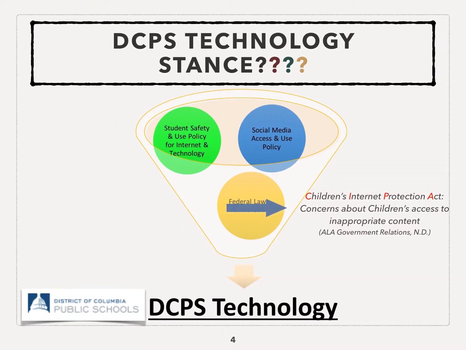DCPS's stance on the acceptable use policy. DCPS has created two policies: one for students, which is in the green, the student safety and use policy, and in the blue, a social media access policy. Both of these policies are based on the federal law CIPA, which stands for Children's Internet Protection Act, and it specifically deals with the concerns of students accessing inappropriate content.